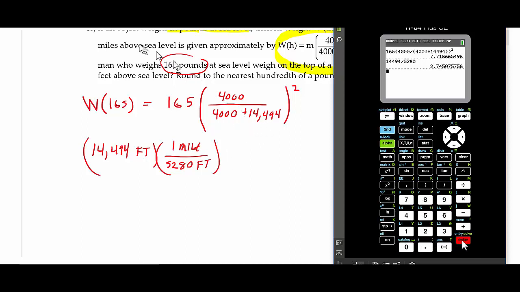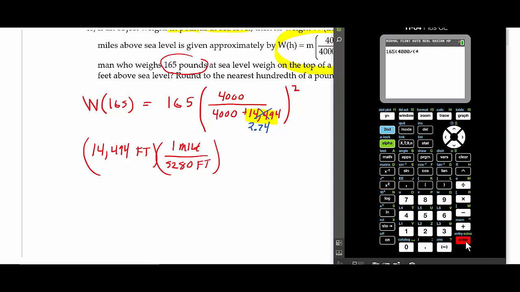So let's try this. Instead of doing this, let's take that out and let's try miles. I'll just say 2.74 there, and let's see if we get a better answer. I think that's what the deal is, your units have to be a certain way. So I'll try that again. I'm going to do 165, and then in the parentheses I'll have 4,000. Then I'll divide by a new set of parentheses. I'll have 4,000 plus 2.74. Then you'd have to double up on the parentheses. That looks good. Then I've got to square it.